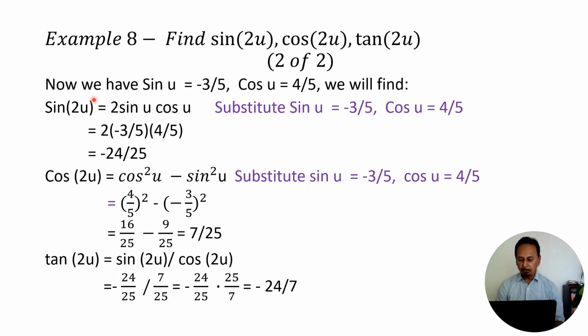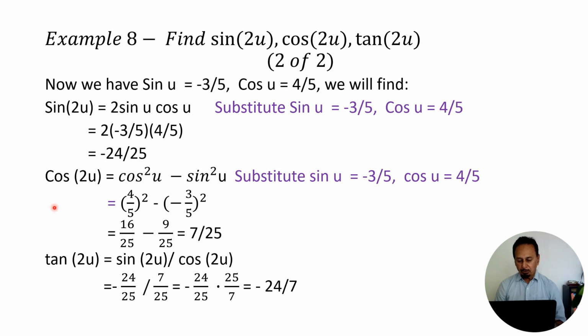So now we have sine u equal to minus 3/5 and cosine u equal to 4/5. To find sine 2u, we use the formula sine 2u is 2 sine u cosine u. We substitute sine u equal to minus 3/5 and cosine u equal to 4/5. So this becomes 2 times minus 3/5 times 4/5. Multiplying 2 times negative 3 times 4 gives negative 24, and 5 times 5 is 25. So that's equal to negative 24 over 25.